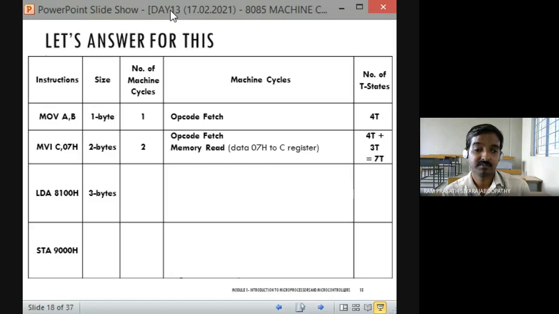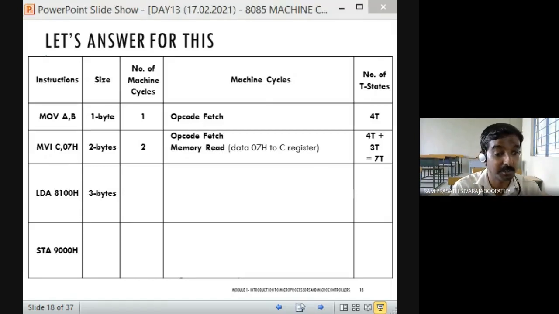No, Shivakumar, it's not 2. Say for example, the LDA instruction, and the instruction I typed in the chat, check it. LDA 8100H. How will we write this? 3A opcode for LDA, 00 lower byte, 81 higher byte. It will be mentioned like this. Kindly refer to the chat.